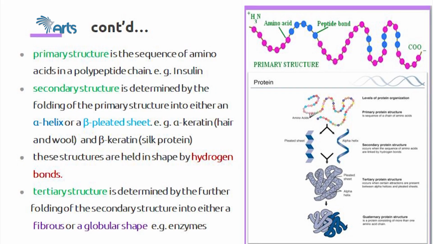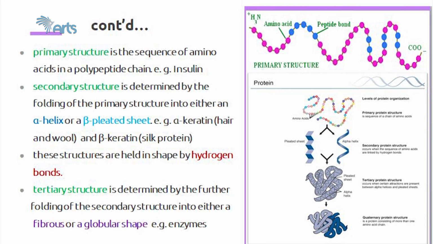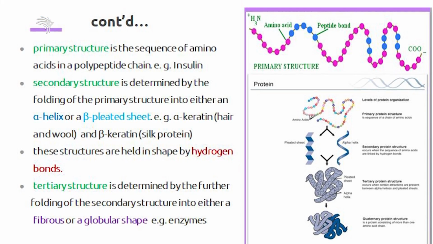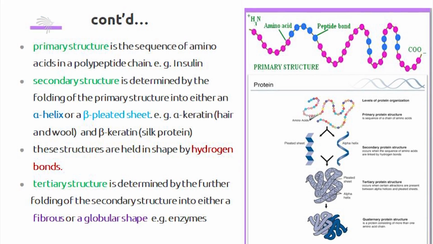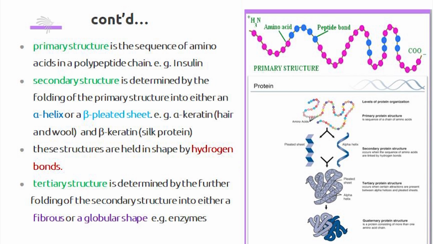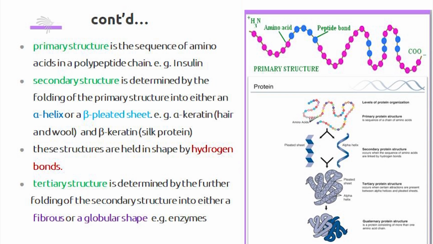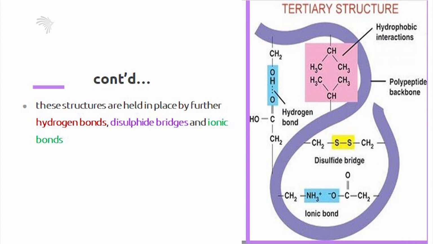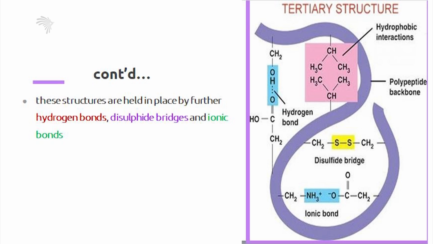The tertiary structure, the third structure of the protein, is determined by further folding of the secondary structure into either a fibrous or globular shape. These structures are held in place by further hydrogen bonds, disulfide bridges, and ionic bonds. Examples are globular proteins; enzymes are a typical example of tertiary structures.